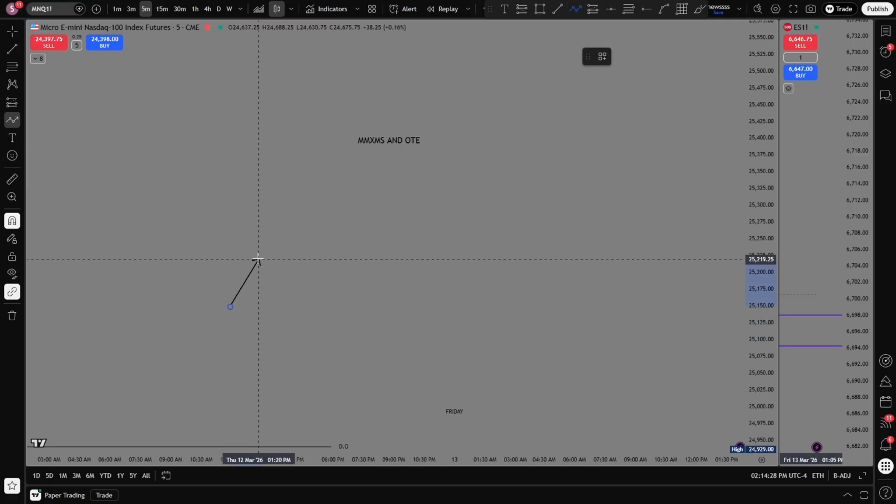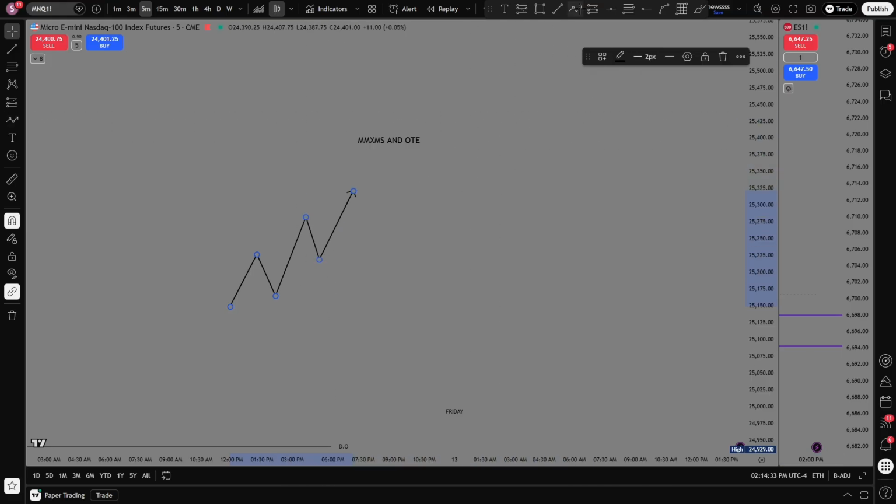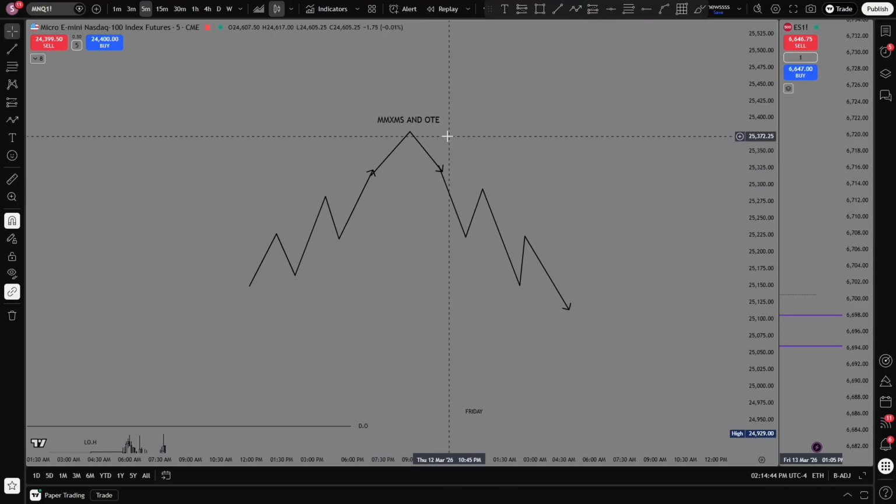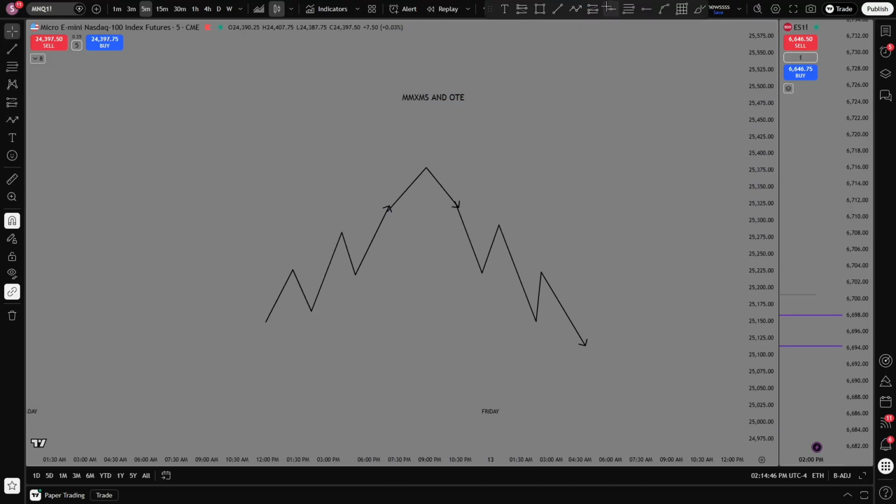So, MXMs to start off are just up and down trends. And at the top, obviously, you have to have the peak to reverse. So this would be your buy model, and then this would be your sell model, because we're selling, we're buying. Really, really easy stuff, right?